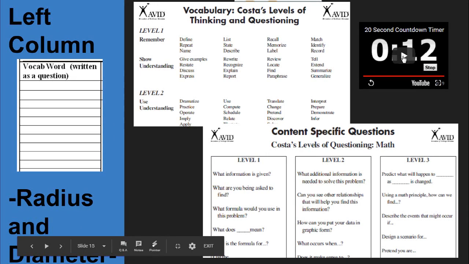Okay, guys, our time is up. Hopefully you had a chance to share your question for radius and diameter. Few more words here we got to get through. You're doing a great job.